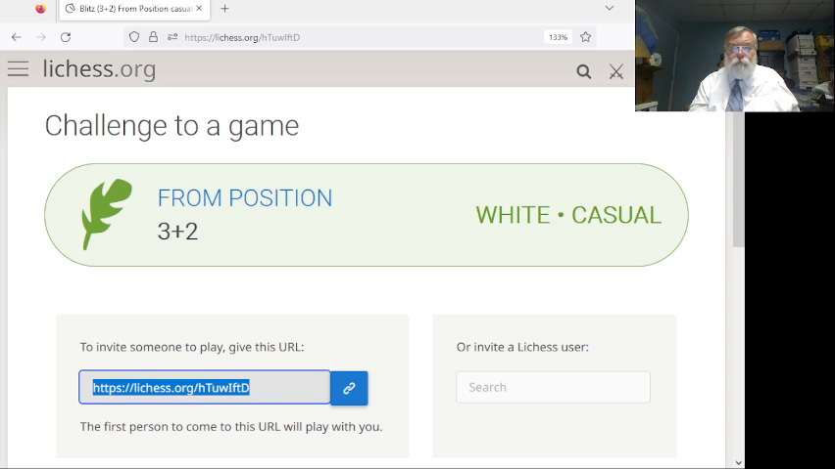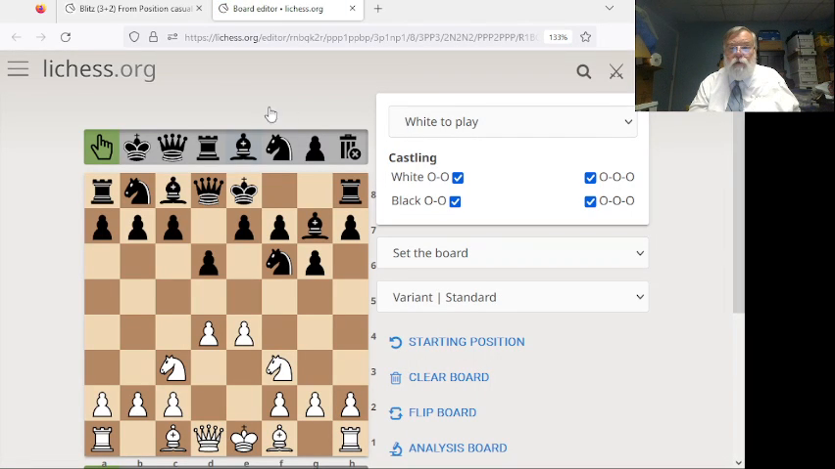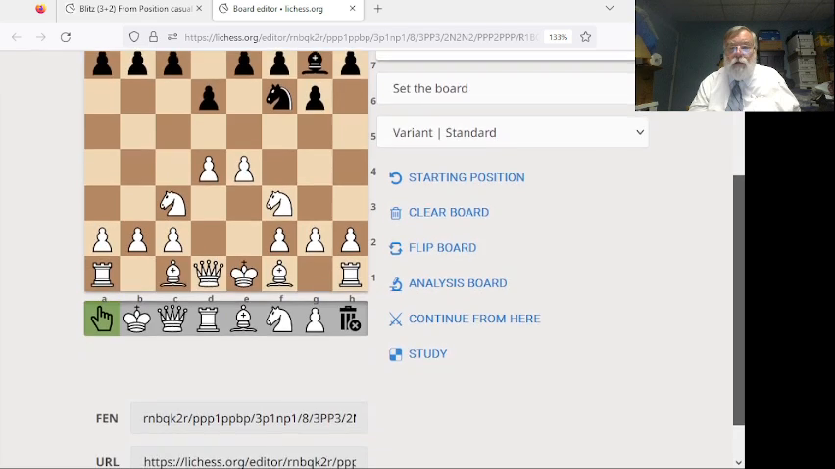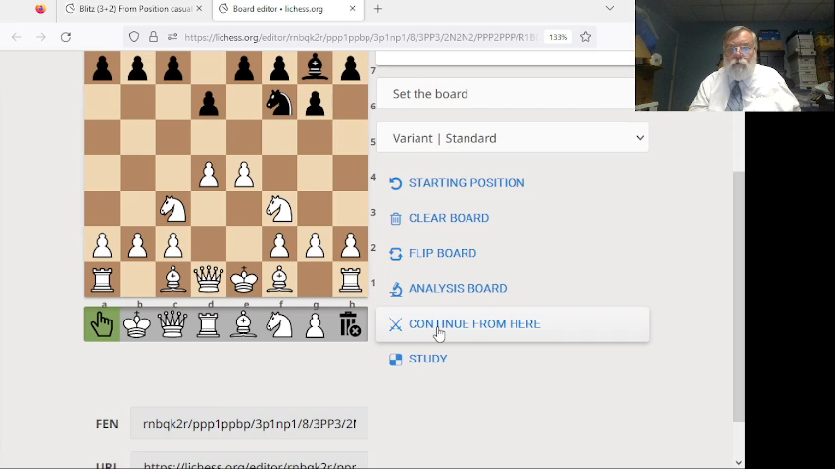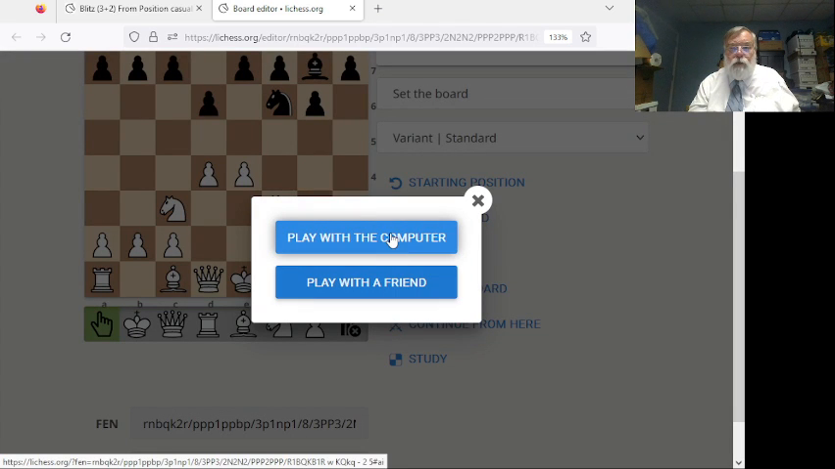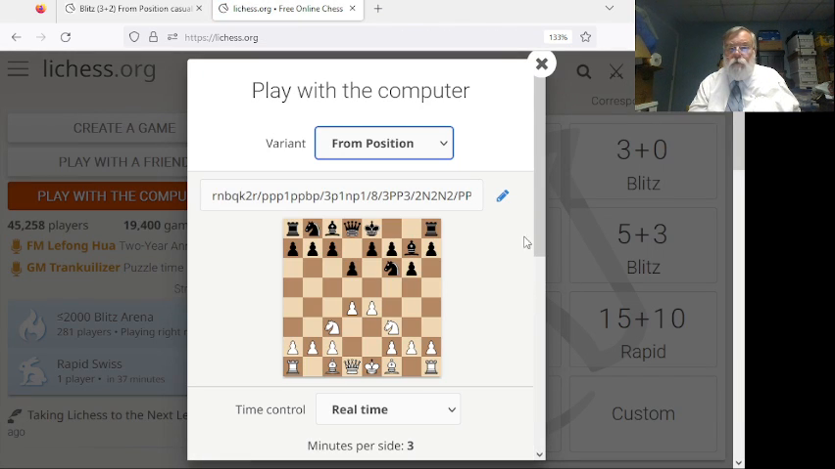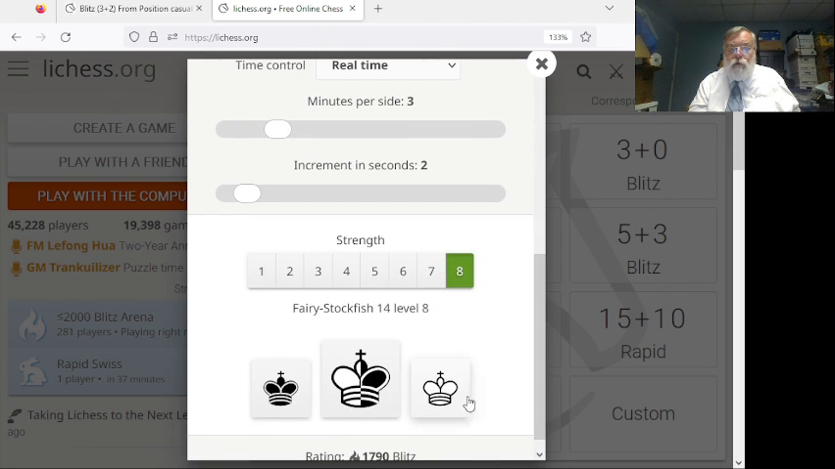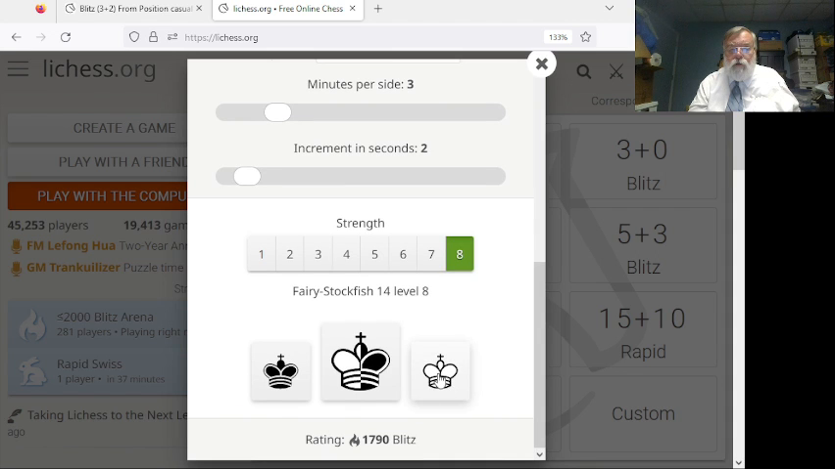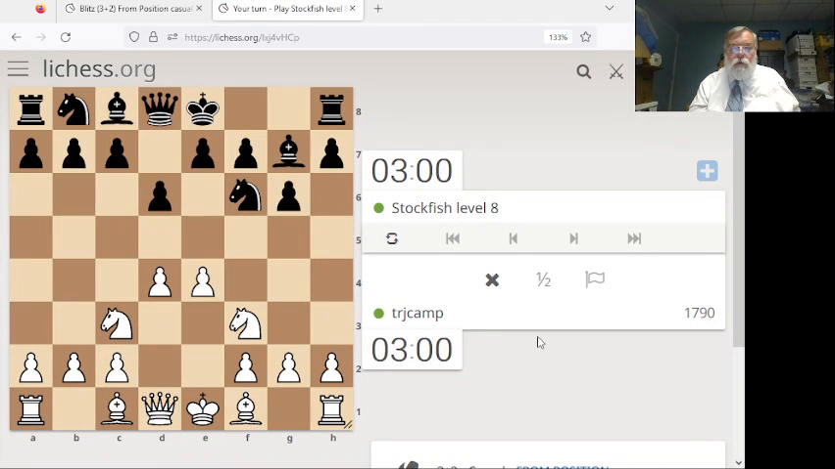Okay, now let's see, how am I going to get to that? If I go to position, and where does it continue from here? And now we say play with computer, real time, strength is 8. I'm going to play white. Let's see. All right. Let's make this pin break move work and see if we can do this.